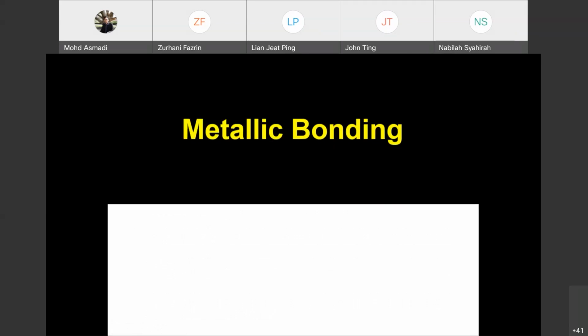Any question about the covalent bondings? Okay, so I think this is clear. So we move to the metallic bondings.